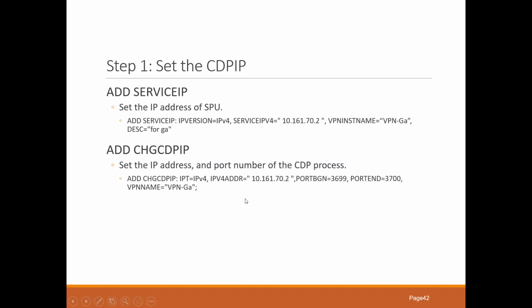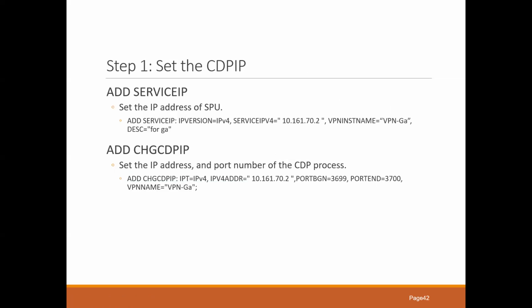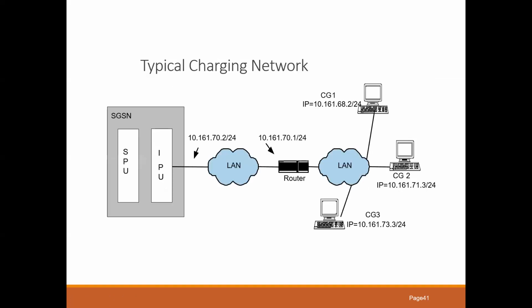Okay. So the first one is to add a service IP address. Your service IP address is going to be the local IP address which will be communicating with the charging gateway. And then you define a charging CDP IP address. So it will be defining the port number and the IP address of the CDP process. Here the IP address given is already provided by your planning team, and this is the IP address specifically, which is 70.2.